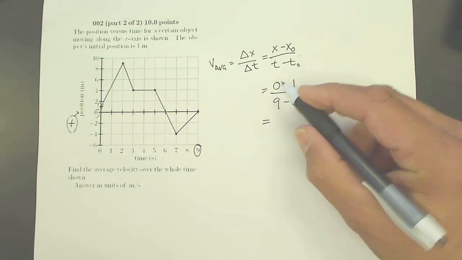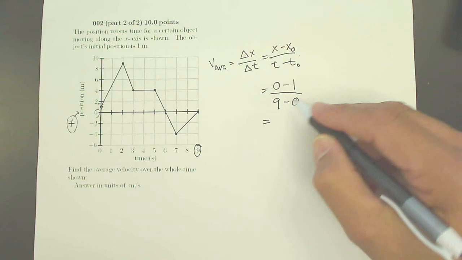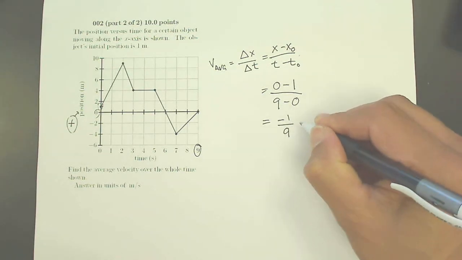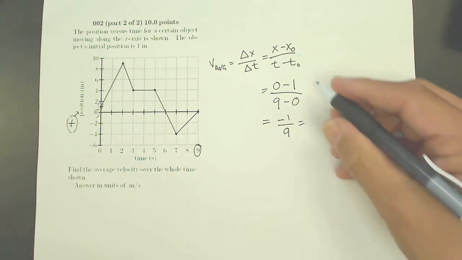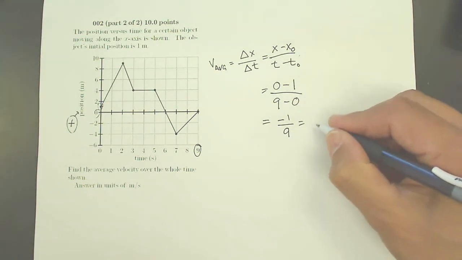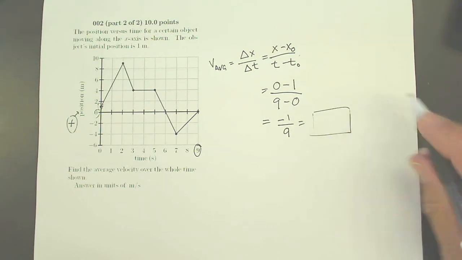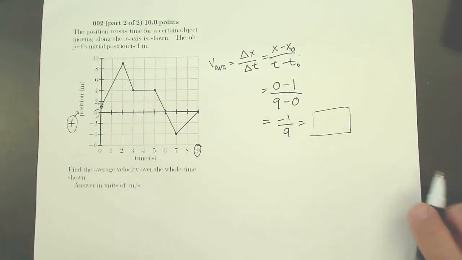So overall, I go 1 meter in 9 seconds. Sorry, negative 1 meters. That's negative 1 divided by 9, which is going to give me negative 1/9. In decimal, what is that, 0.111 or so? So that's going to be my answer in terms of my average velocity over the whole time shown.